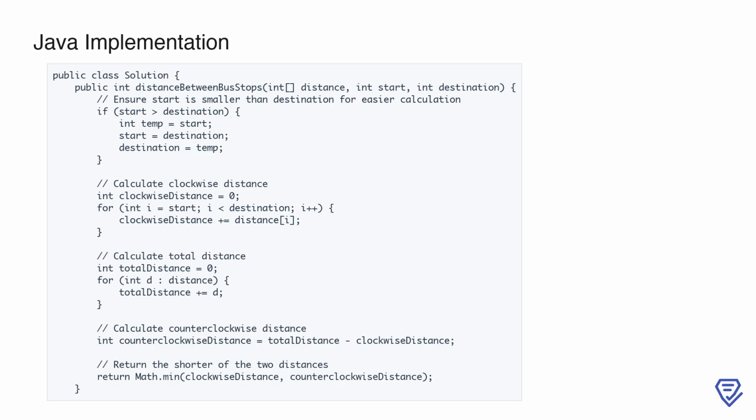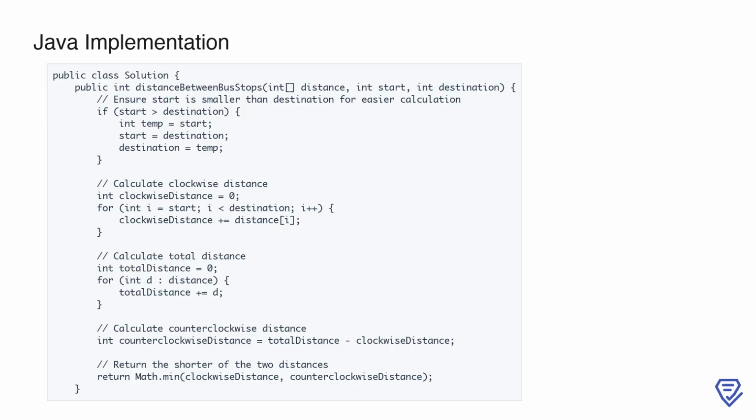The method accepts three parameters: an integer array distance representing distances between consecutive stops, and two integers, start and destination, indicating the indices of the starting and destination stops. To simplify the calculation, we first ensure that start is always less than destination. If it's not, we swap their values using a temporary variable.